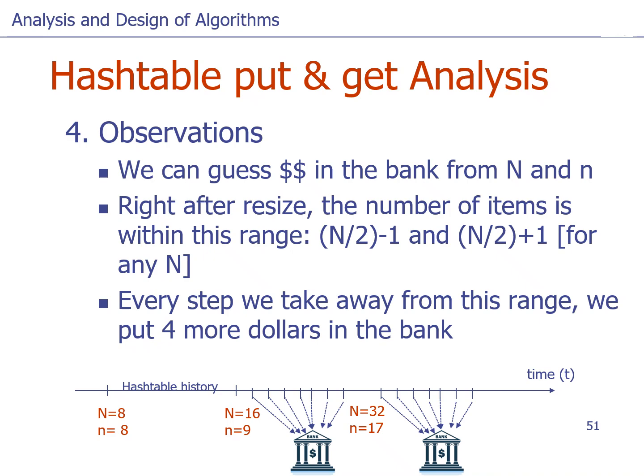This is what I try to highlight with the third point here. Every step we take away from this range, we put 4 more dollars in the bank. I mean n divided by 2 minus 1 and n divided by 2 plus 1. Within this range of numbers, which going back to our earlier example is between the 3 and the 9, if you like, or the 4 and the 8, we are always accumulating money.